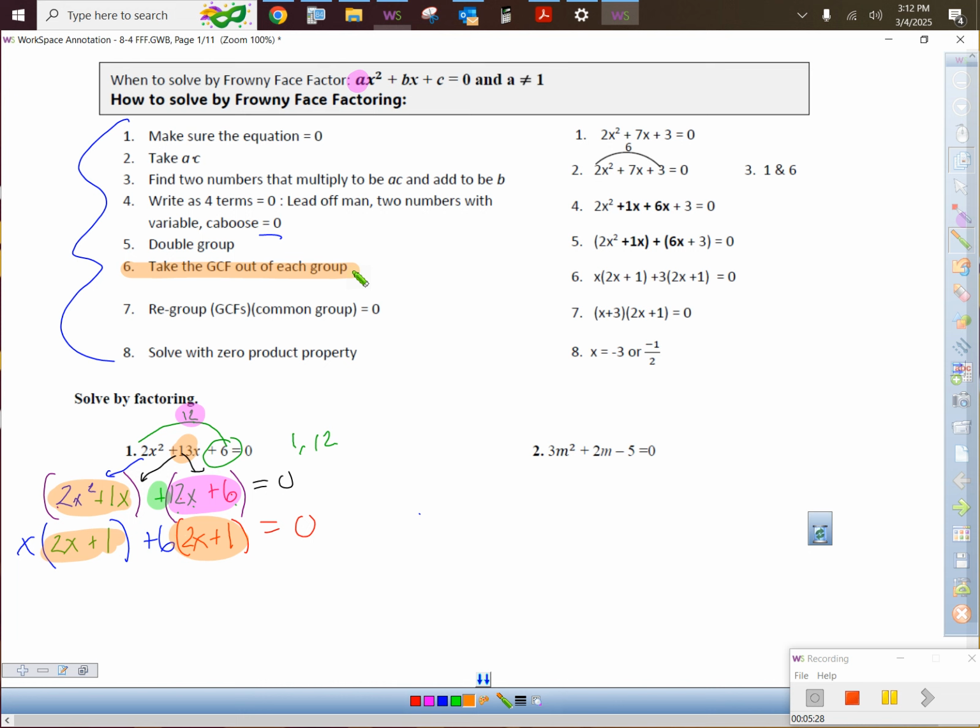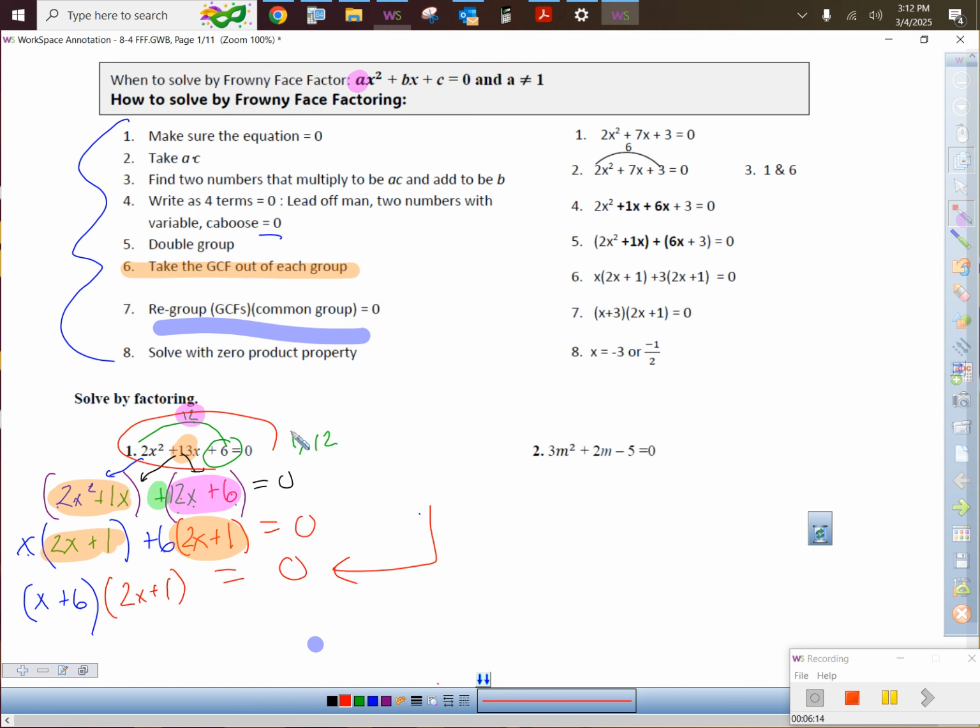Now here's the weird maneuver. Each one of these two terms that I put a blue box around has a 2x plus 1 with it, right? So we are going to factor those out. And here's the shortcut for it. I call it regroup. We're going to take the GCFs and make them a group of their own. You see, they're both in blue. X was the GCF I took out of this group. 6 was the GCF I took out of those. And then this one right here, I call it the common group. It's going to come down for the ride. And the equal 0 is still there. So this is the factored version of that.